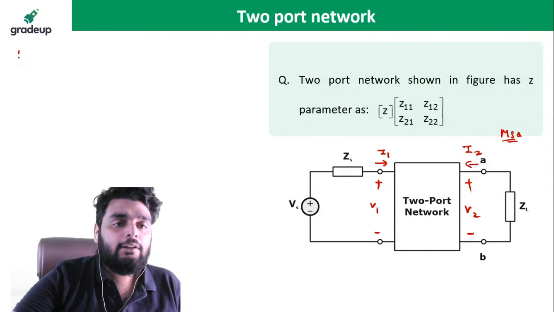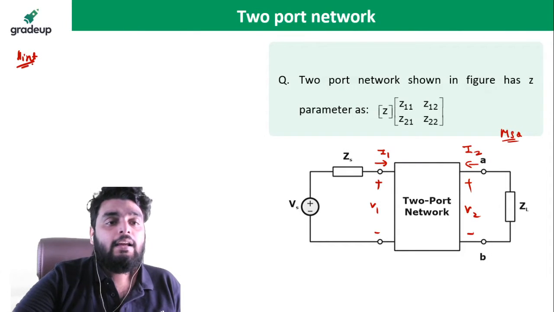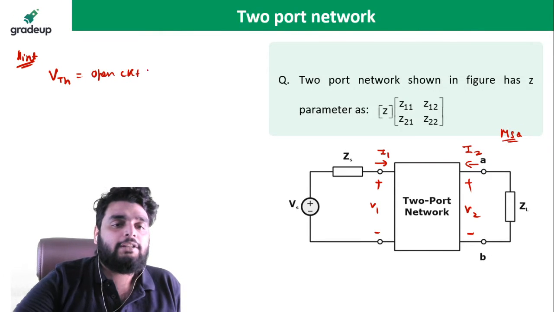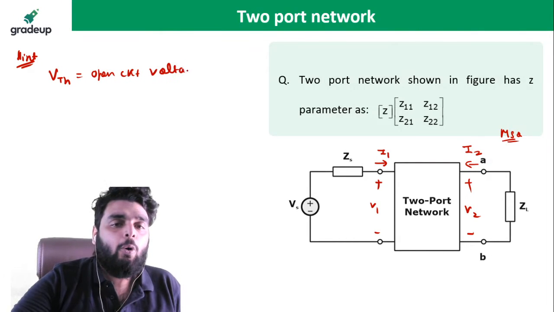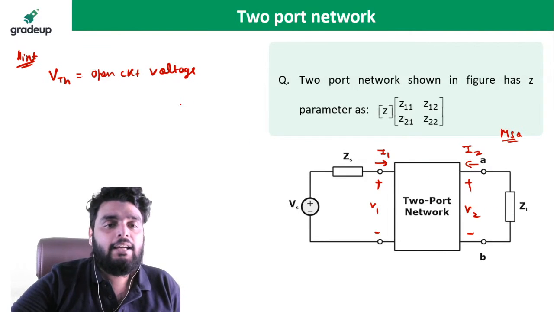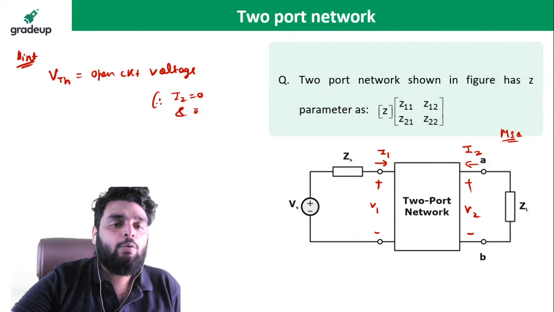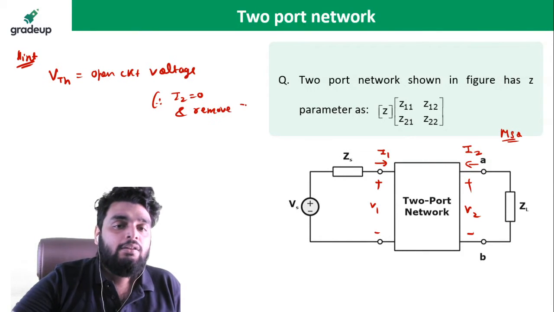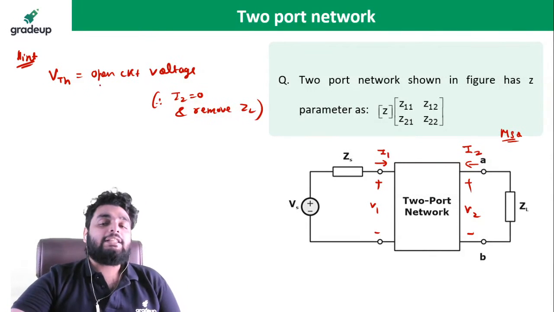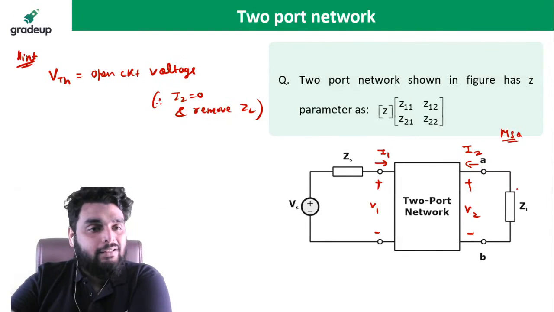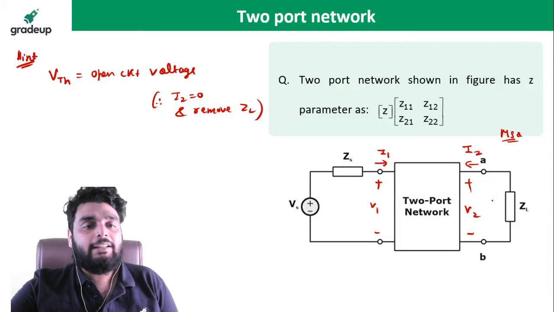So what is the hint? I will give you the hint. What is VTH? VTH is the open circuit voltage. What is the meaning of open circuit voltage? In this case, it means I2 will be 0 and remove ZL. So to find the VTH, which is the open circuit voltage, you have to make ZL open circuit, and you need to find the voltage here.